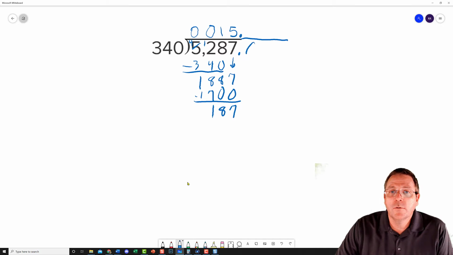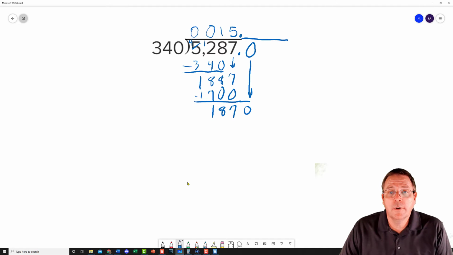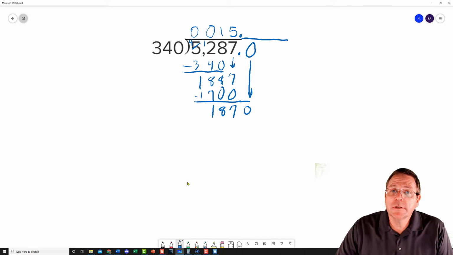The decimal goes up, annex in a 0. The 0 goes down to give us 1870. Now we're going to ask ourselves again, how many times is 340 going to go into that? I'm pretty sure it's going to be the same 5 again, because 5 times that gives us 1700 again, just like we had last time. And when you subtract that out this time, you end up with 170 left over.